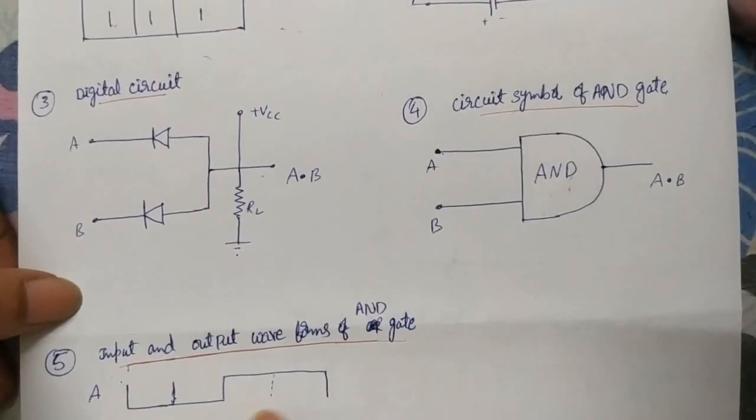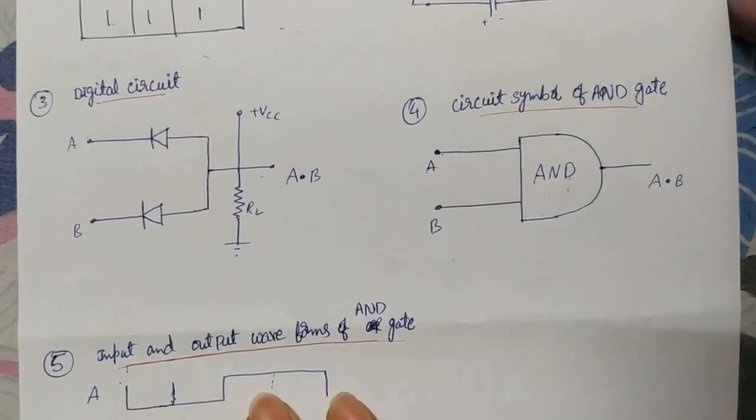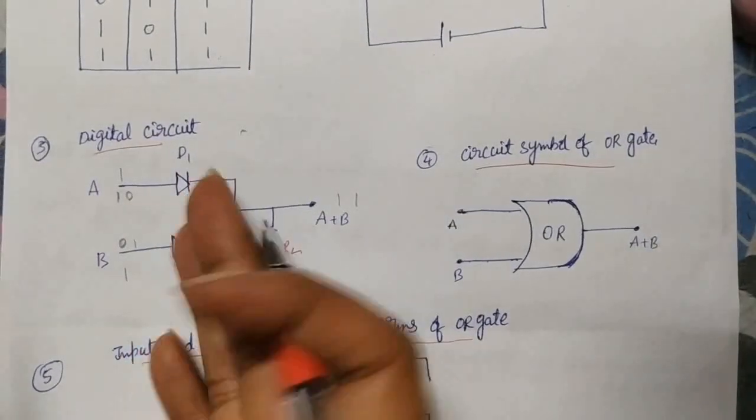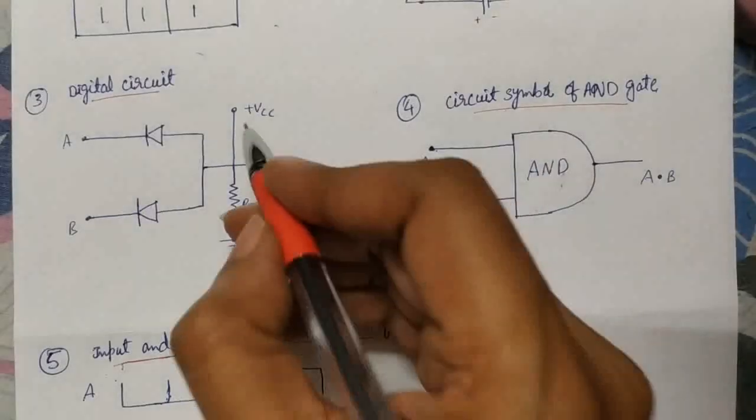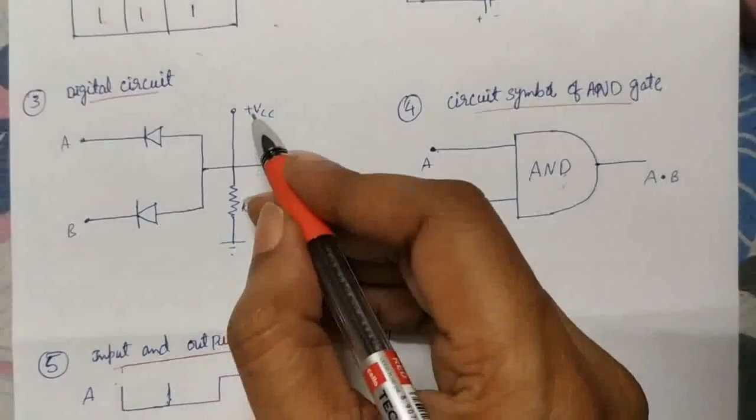Digital circuit is the same as the OR gate, but the diodes are reverse connected. Here you see diodes, and the diodes are reversed, and here one more power supply is connected. Here there is no power supply. Here the additional power supply is connected.